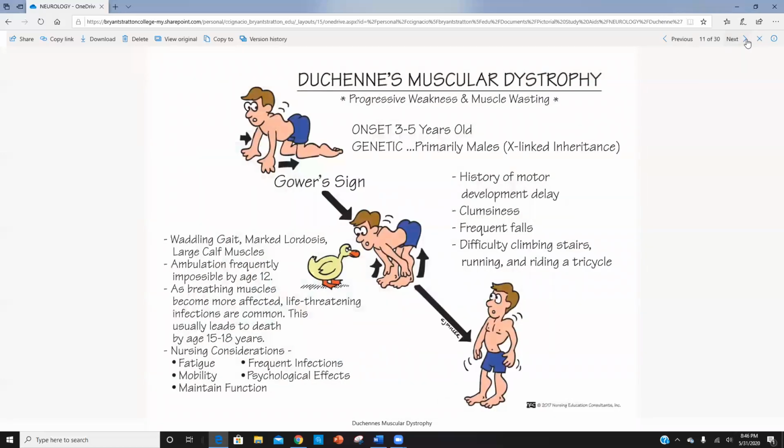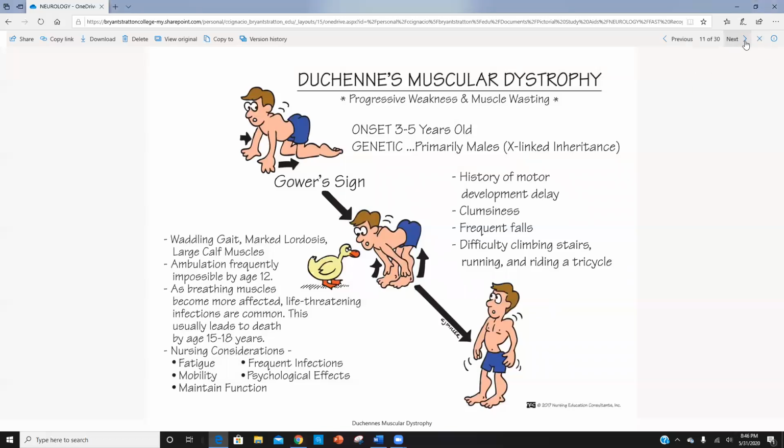All right, so this is Duchenne's muscular dystrophy. Duchenne's muscular dystrophy is a type of disease that makes the muscles weak over time. It is genetic, and children that have this condition have a difficult time standing up. They usually need wheelchairs. They also have a lot of cardiac and respiratory issues. Usually there's not a long life expectancy for these particular patients. It is X-linked inheritance, so it's primarily in males.